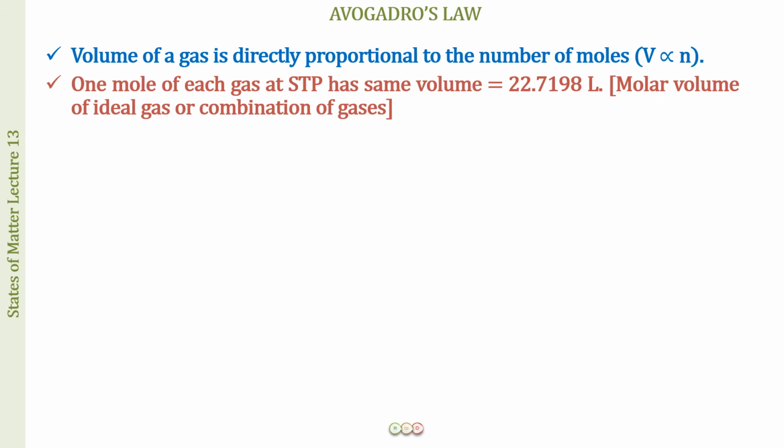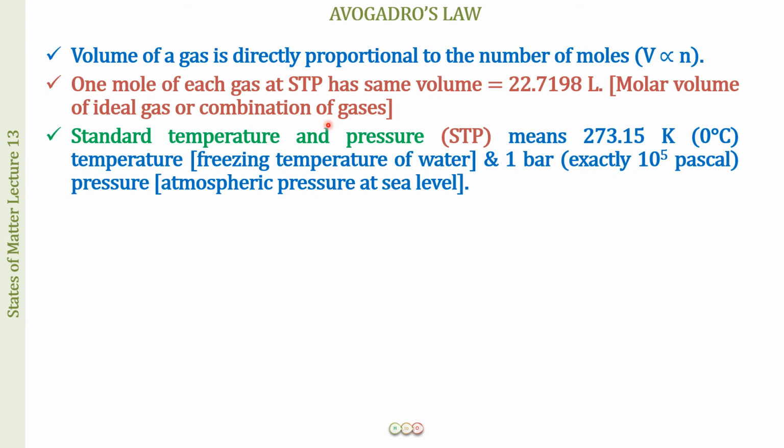So first of all, let us understand what this STP is. STP is standard temperature and pressure. What we have said is that we need to have a constant temperature and pressure, and when this temperature is 0 degrees Celsius or 273.15 Kelvin, which is the freezing temperature of water or the melting point of ice, and we have a pressure of 1 bar, which is exactly 10 to the power 5 Pascal, which is the atmospheric pressure at sea level. So this is what we are making the temperature and pressure constant as.